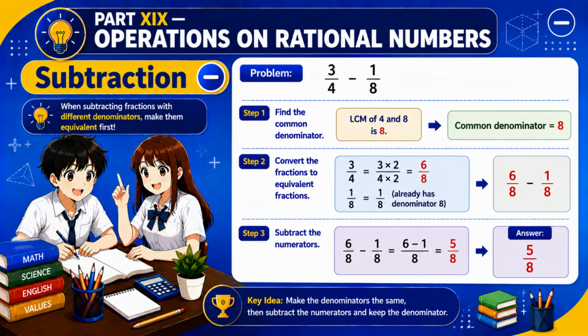To subtract fractions with unlike denominators, first find the least common multiple, LCM, of the bottom numbers to get a common denominator. Next, rewrite each fraction as an equivalent fraction with that new common denominator. Finally, subtract the top numbers, numerators, while keeping the bottom number the same, and simplify if needed.